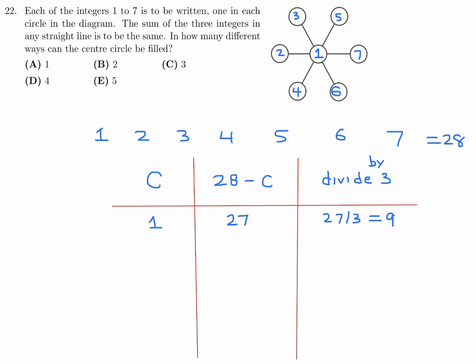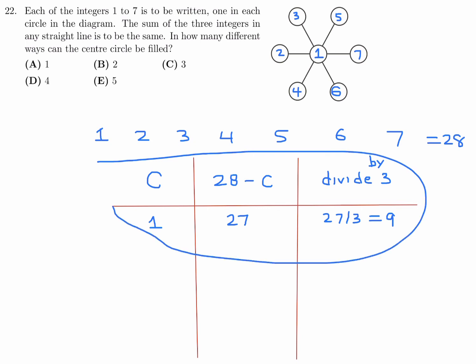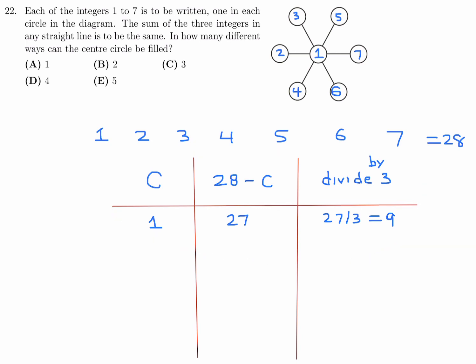So what they're asking for is how many different ways can the center be filled. So I initially filled it with a 1. Is that the only number I can put in the center, or are there others? Well, there are others, and the system is exactly what I did right here. This is the only way it's going to work. If this number is an integer, it will work.